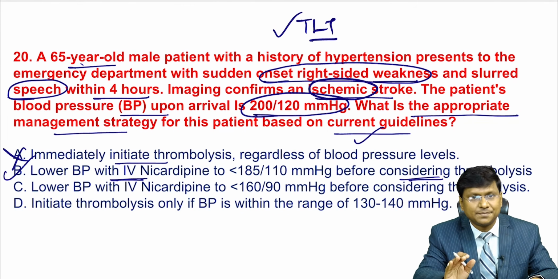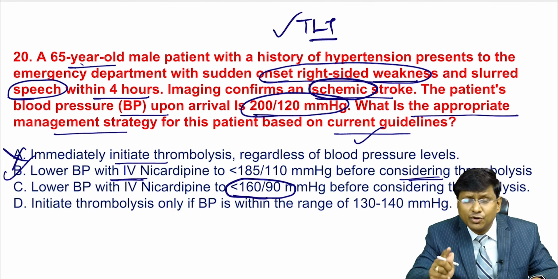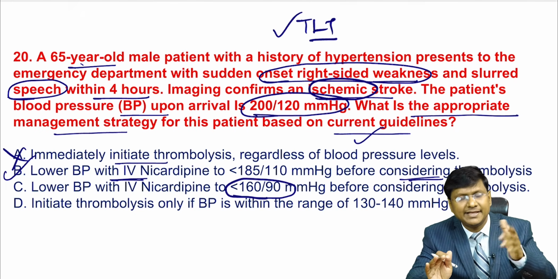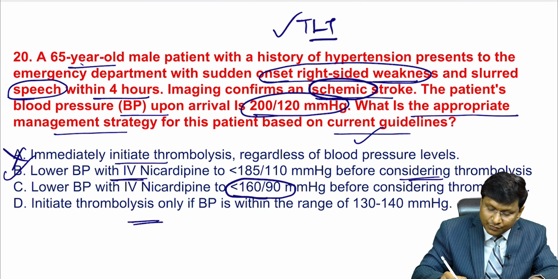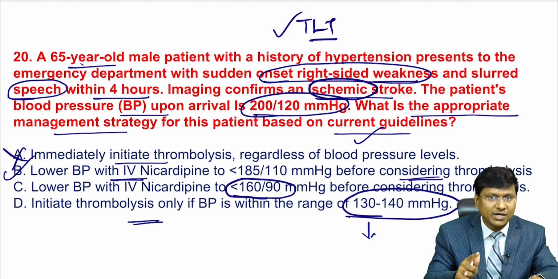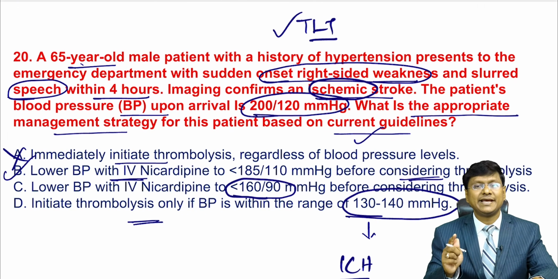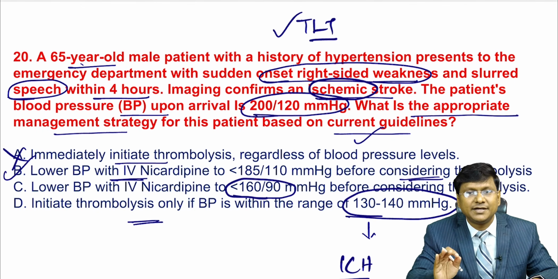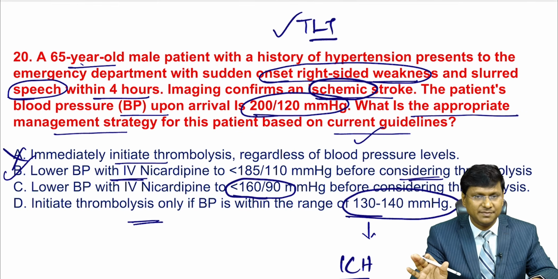And you take the third option. Lowering the blood pressure to less than 160 by 90 before considering thrombolysis is not required. You can reduce the blood pressure to less than 185 by 110 and then go ahead with thrombolysis. And initiate thrombolysis only if the blood pressure is within the range of 130 to 140? See, this blood pressure is required in cases of ICH. In cases of intracerebral hemorrhage, you require a blood pressure of around 130 to 140 millimeters of mercury, but not for thrombolytic therapy in ischemic stroke.